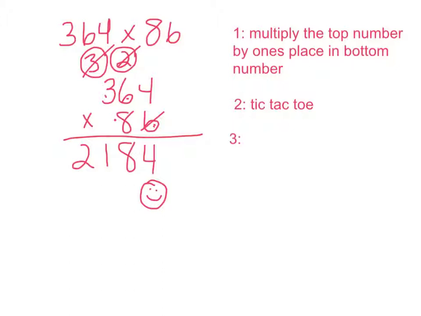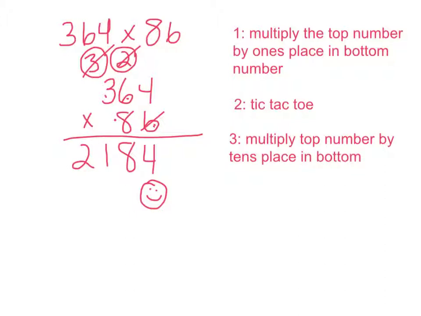Step number 3 is you're going to multiply the top number. So top number is still 364. Multiply top number by the tens place in the bottom number. So we're going to do the exact same thing, except for now we're multiplying the 364 by the 8, which we know the value is 80, and that's why we have our 0 on our second row.